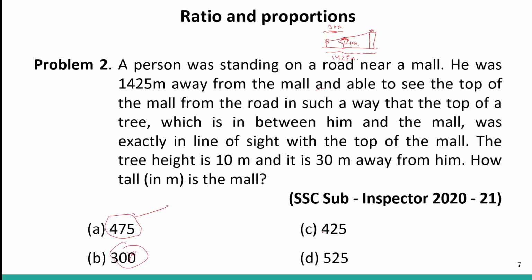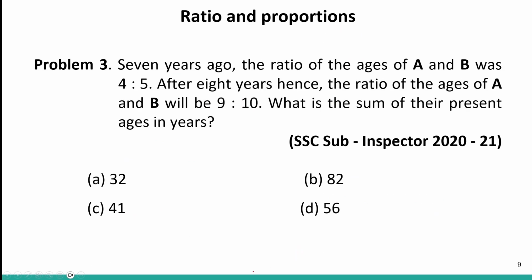These are all incorrect. So problem number 3: 7 years ago, the ratio of the ages of A and B was 4:5. After 8 years from now, the ratio of ages of A and B will be 9:10. What is the sum of their present ages in years? 7 years ago, the ratio between the ages of A and B was 4:5. So let the present ages of A and B be X and Y.